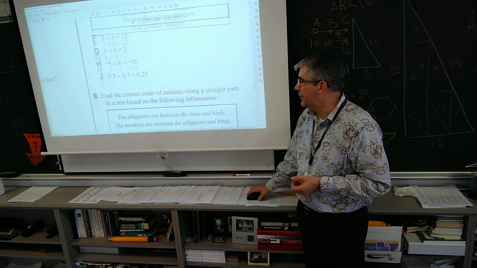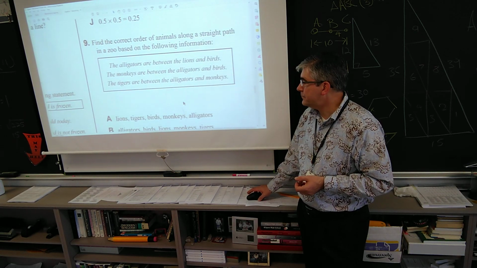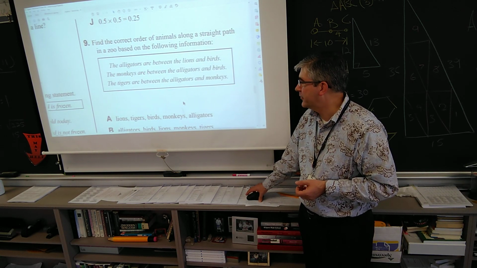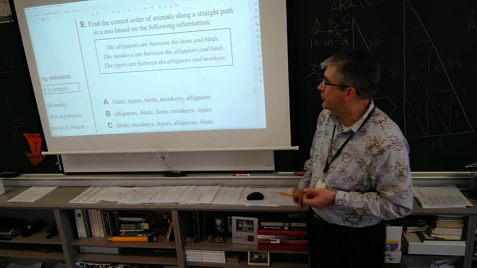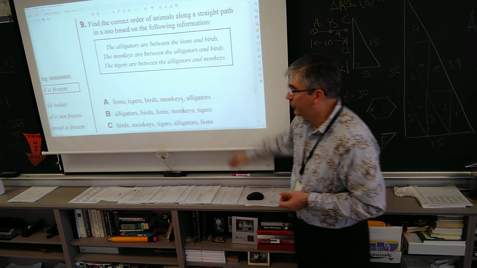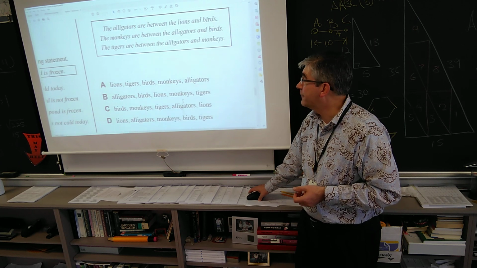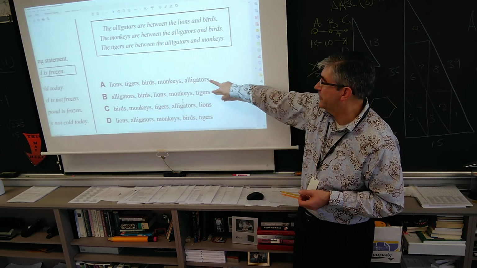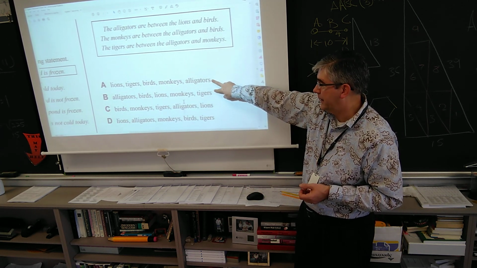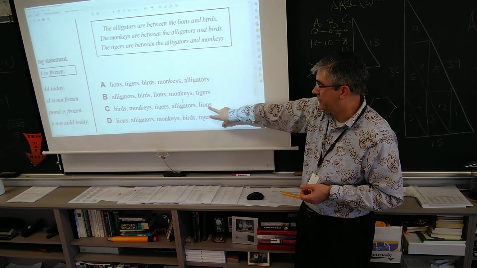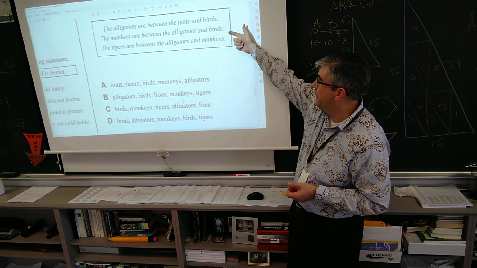Okay. Number 9, this was almost fun. Alligators are between the lions and bears. Monkeys are between the alligators and birds. Tigers are between the alligators and monkeys. So just go through a process of elimination. The very first one, alligators are between the lions and bears, does not satisfy A or B. It does satisfy C and D. So we go to the next one.